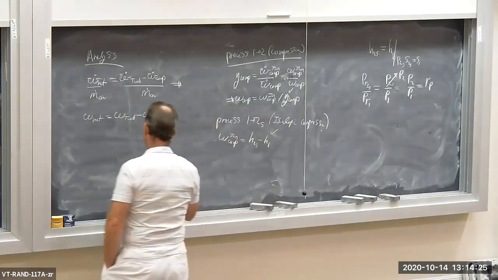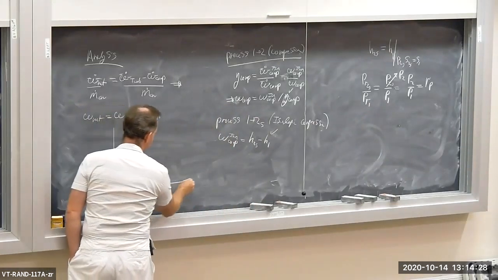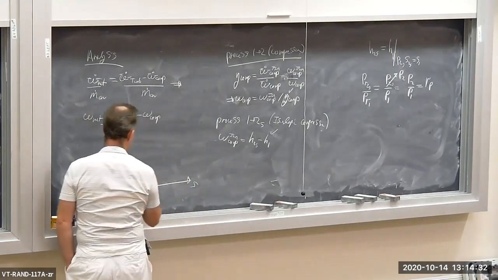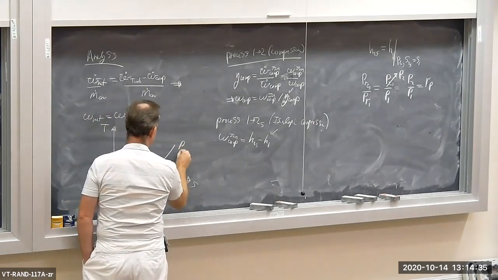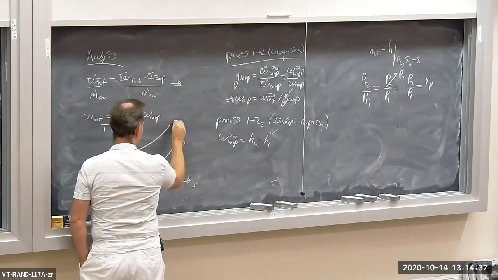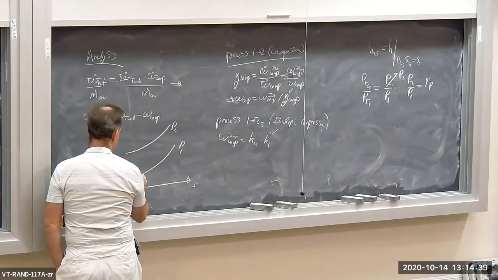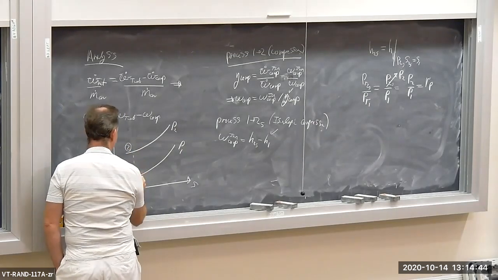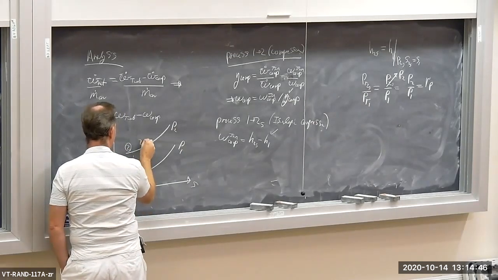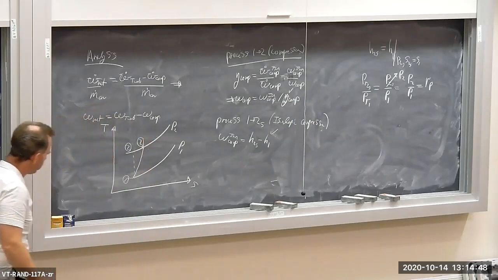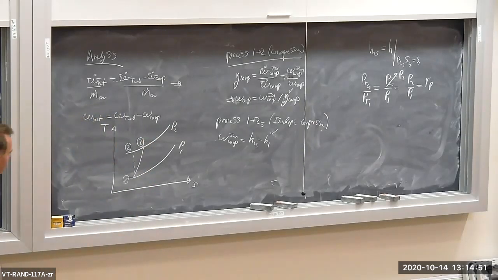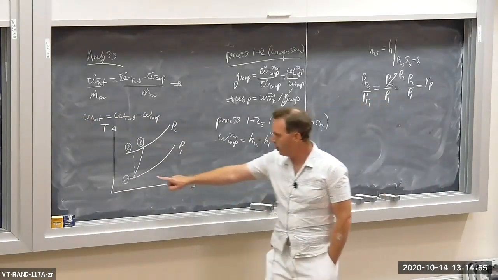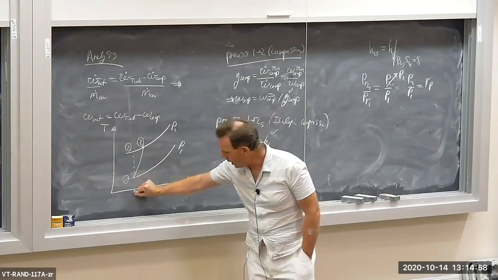Let me put up the TS diagram while we're doing this, just to make sure that we're all on the same page. So this is P1. This is P2. This is state 1. This is 2s. And this is the actual compression process 1 to 2. Okay? So that's what's going on right here. So we're looking at 1 to 2s, which is isentropic.